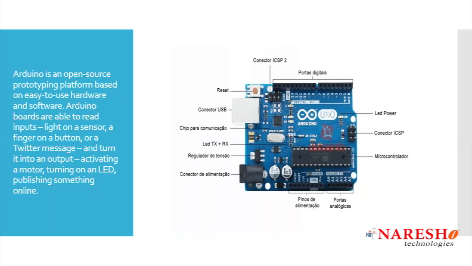Then we will use the IR sensor and read its value. IR sensors are generally used to detect the presence of any object. If there is an object in front of the sensor, it will detect it and give a particular value. So these are the things. Now let's start.